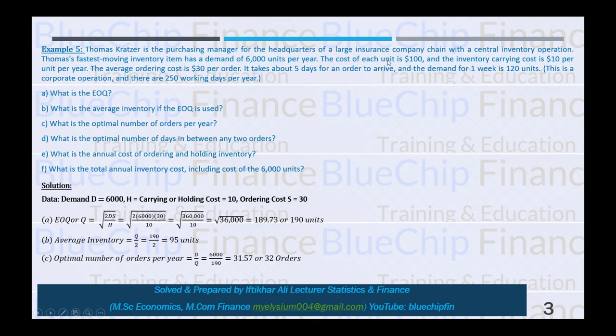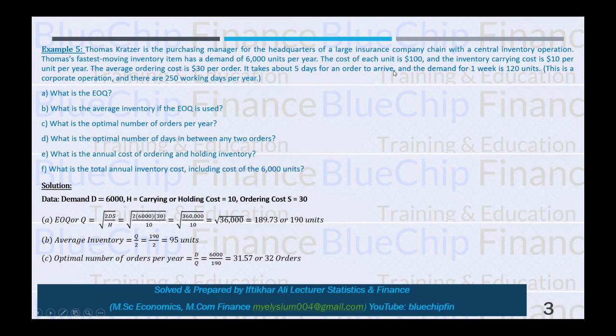The cost of each unit is 100. So it is your manufacturing cost. So 100 is your manufacturing cost, and the inventory carrying cost is 10 per unit per year. The average ordering cost is 30 per order. So your ordering cost S is 30 and carrying or holding cost is 10. So H is 10.